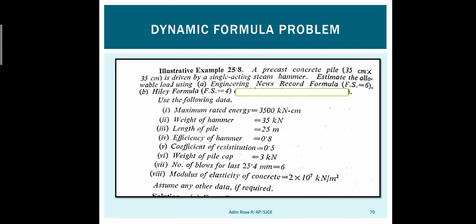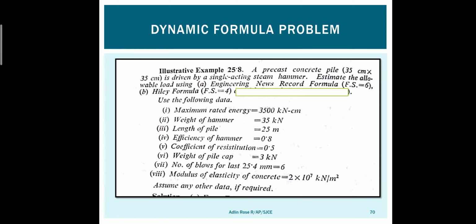Okay, first you'll see the question. A precast concrete pile 35 centimeter by 35 centimeter. So the pile is a square pile, driven by a single acting steam hammer. So it is going to be a single acting hammer. Estimate the allowable load. So what is allowable load? Ultimate load by factor of safety. So we find the ultimate load first by using the engineering news formula. Use factor of safety 6, and for Hiley's formula, factor of safety as 4.